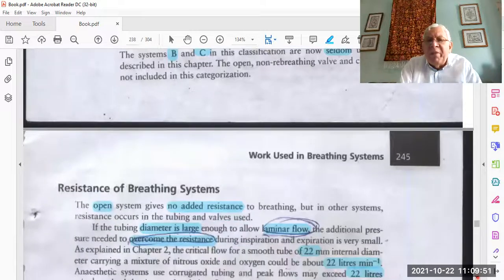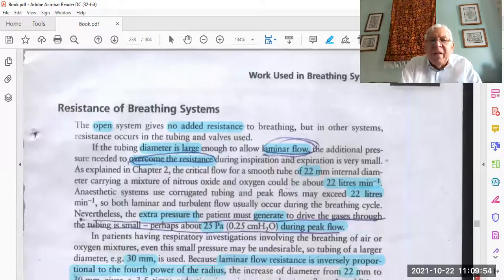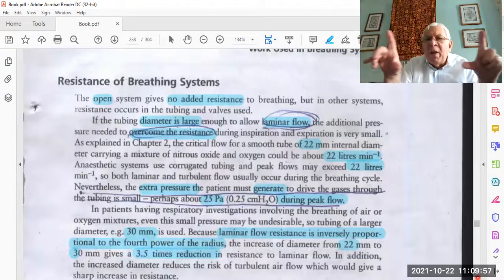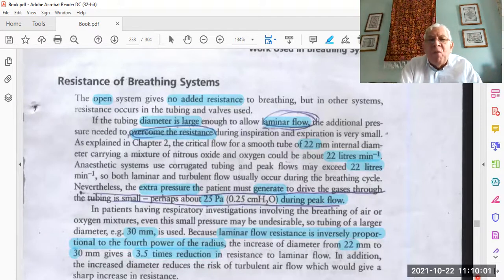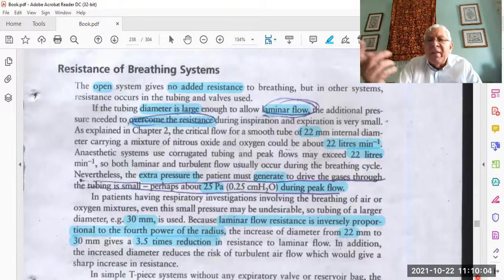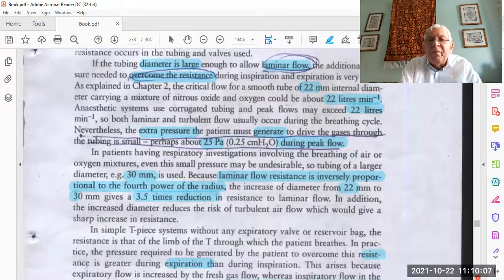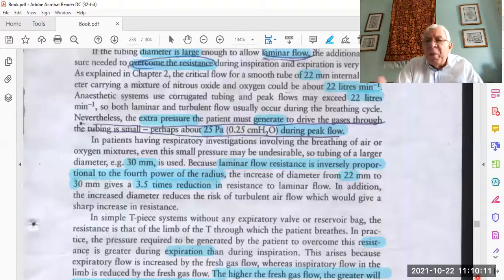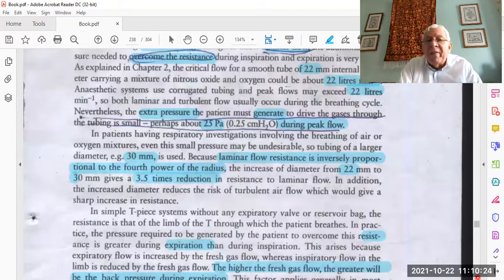Now we come to the resistance of the breathing system. Of course, we must assure a proper diameter to assure a laminar flow and overcome the resistance. The standard is 22 millimeter. And we must put in our mind that during peak inspiratory flow, the resistance is much increased. So we must assure a proper type of valve which can overcome this resistance. As you can see, the resistance can reach 25 Pascal, which we divide by 100 to reach centimeter water. This occurred during peak flow. This is why you must have special types of valves.